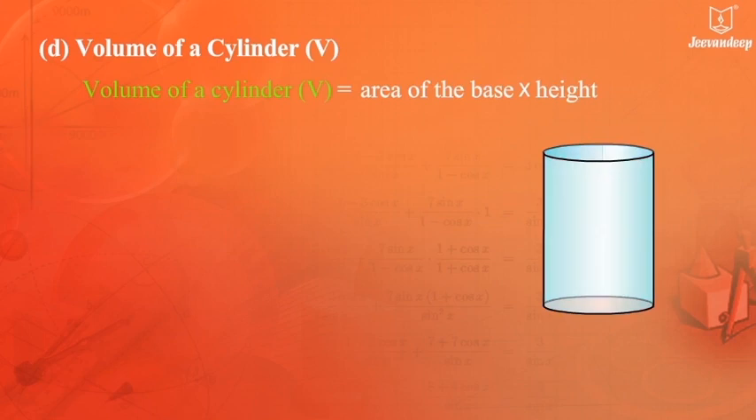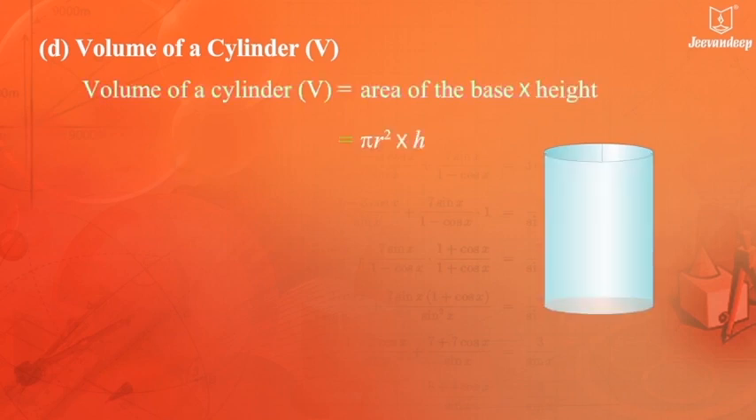D. Volume of a cylinder V. Volume of a cylinder V equals area of the base multiplied by height, equals pi r square multiplied by h. Therefore, V equals pi r square h.